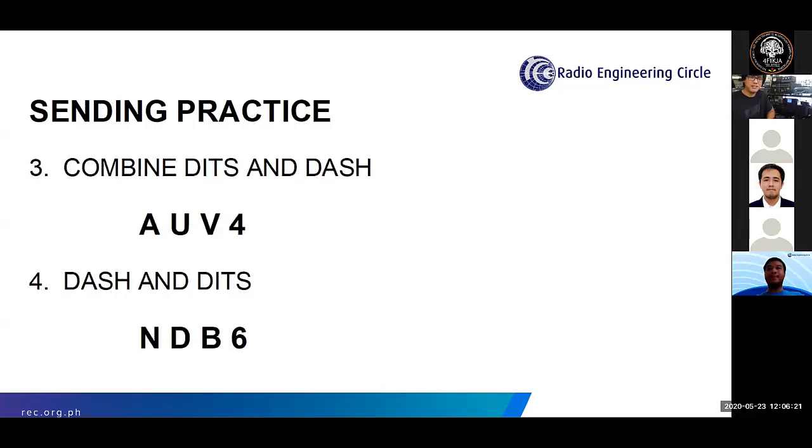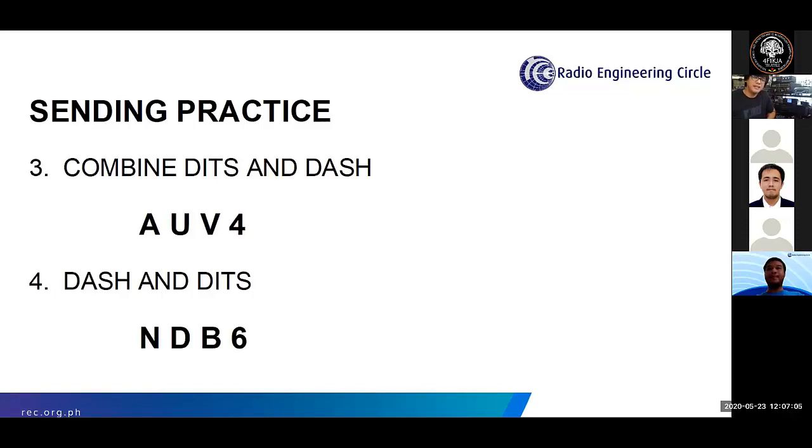So another sending practice is the combination of dits and dashes. So these are the letters that have the combination of this. These are the letters that I selected. So A is dit da. So it's the combination, di ba? Dit da, A. And letter U is represented by 2 units of dit and 1 unit of da. So dit dit da, dit dit da.